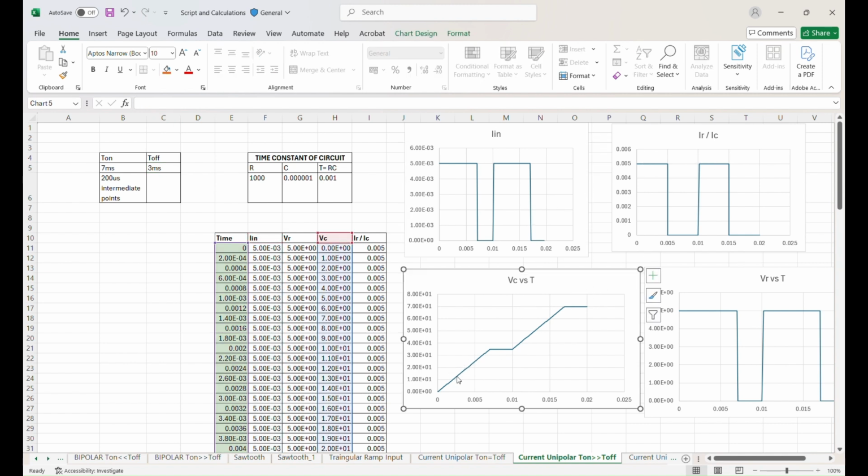Now the voltage across capacitor has charged up to 35 volts at 7 milliseconds and it has charged up to 70 volts at 17 milliseconds. This is the voltage across the resistor. This is the current flowing through the circuit.